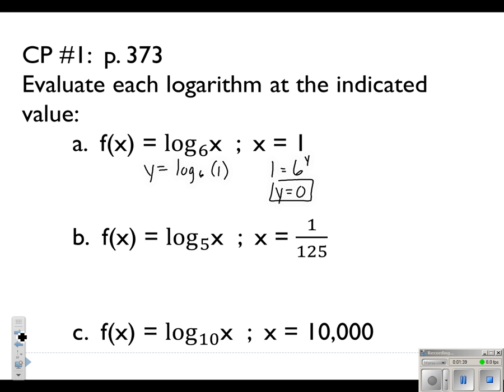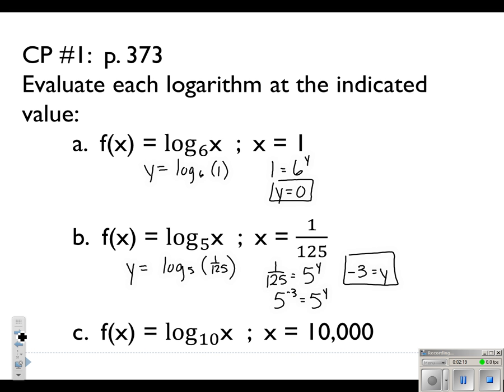Letter B, f of x equals log base 5 of x if x is equal to 1 over 125. So y is equal to log base 5 of 1 over 125, which can be rewritten as 1 over 125 is equal to 5 to some power of y. Well, 1 over 125 is the same as 5 to the negative 3 power. So in order for 5 to the negative 3 to be the same as 5 to the y, negative 3 has to equal y.